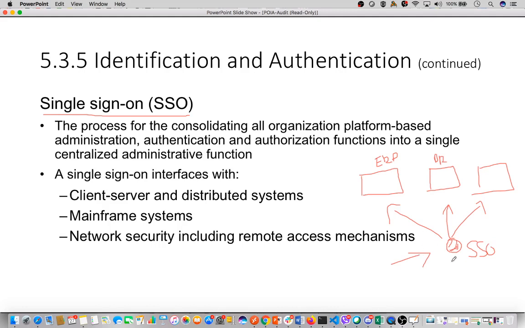One of the problems of SSO is that there is a central point of failure. That's a very common problem when it comes to SSOs. Also, setting up SSO might take a bit of time. It's a bit more complicated than setting up normal logins at these different places. All right, so single sign-on interfaces with client-server distributed systems and mainframe systems. When systems become large and complicated, SSOs really fit in.